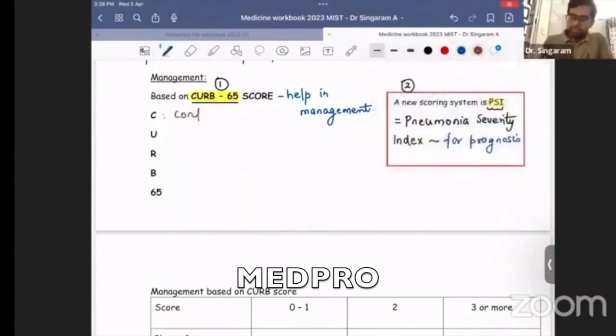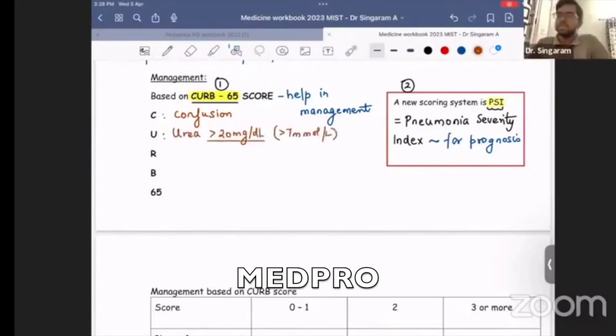Confusion. Patients having some mental disturbance or confusion, that is what is called C. C is for presence of confusion. What is that U for? U for urea levels, serum urea levels more than 20 milligrams per deciliter. In terms of millimoles per liter, more than 7 millimoles per liter. But what we are using in India commonly is milligram per deciliter, so I will stick to that, more than 20 milligrams per deciliter.